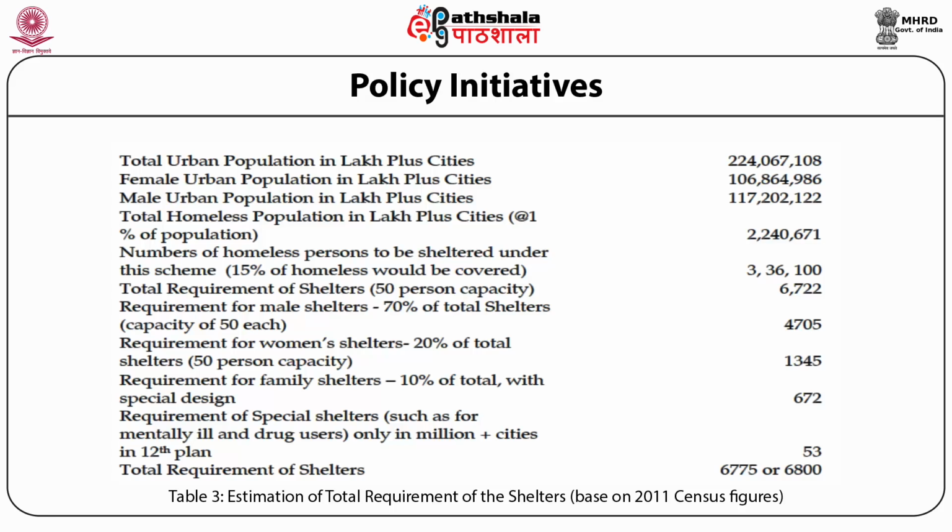There are 499 Class 1 cities, including million plus cities and mega cities, as per the 2011 census, where shelters will be built. Under this scheme, all shelters will be built within 3 years from the time of adoption of this scheme. Based on the current urban population as per the census of 2011, a total of 6,800 shelters, each catering to at least 50 persons, will need to be set up to cater to the needs of the homeless population in Class 1 cities of India. The total requirement of the shelters is given in table 3.